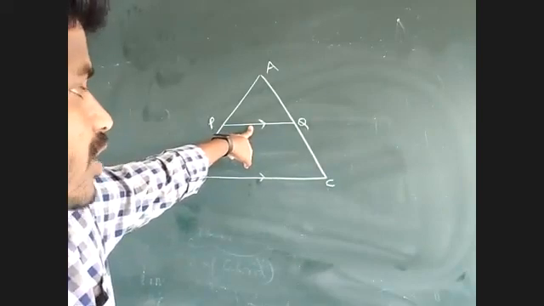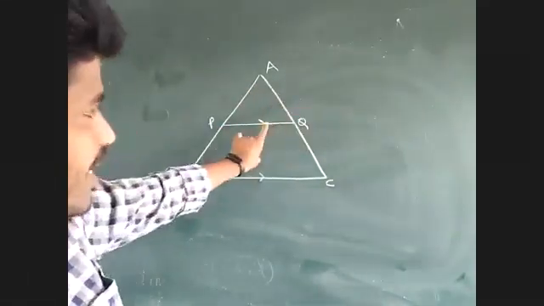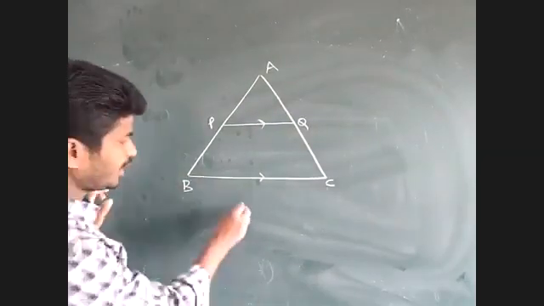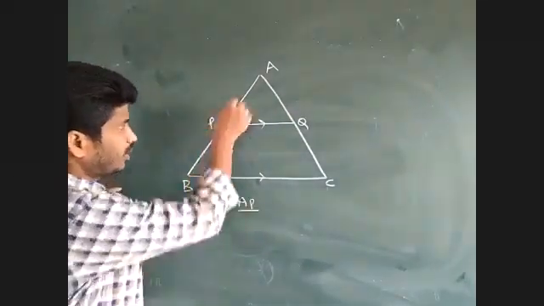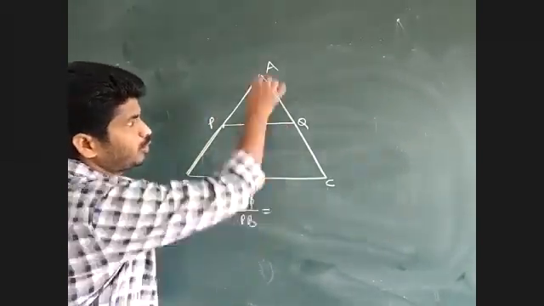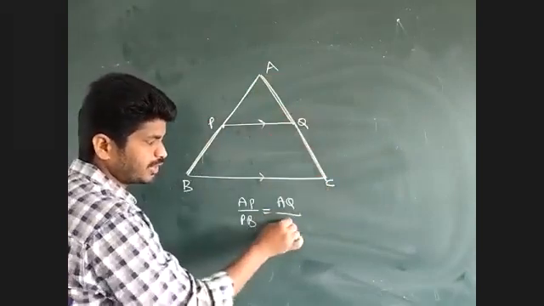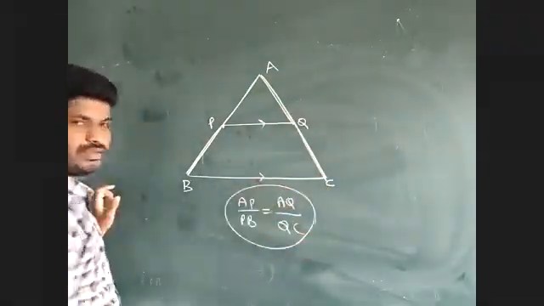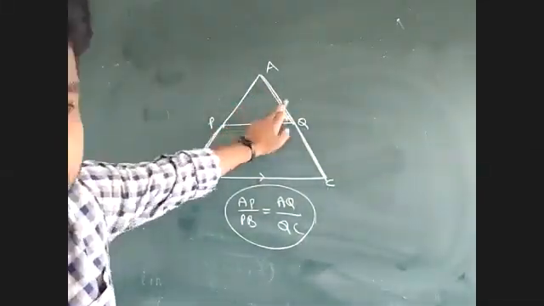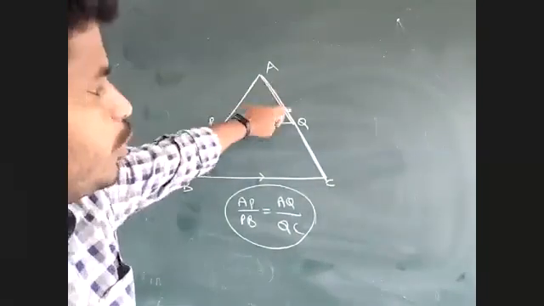The other two sides are AB and AC. These two sides are divided by this line in the same ratio. In the same ratio means AP by PB equal to AQ by QC. This line PQ divides these two sides in the same ratio, that is AP by PB equal to AQ by QC.